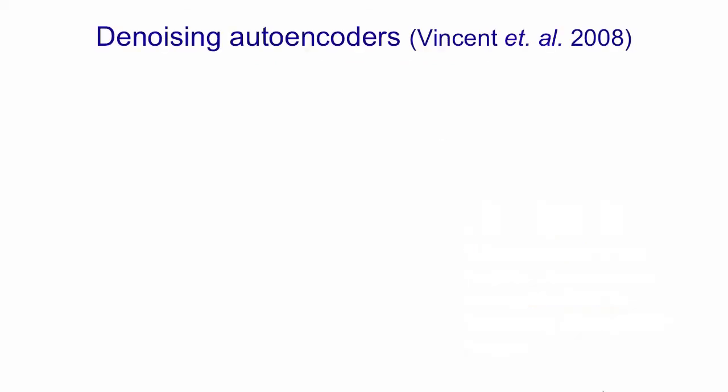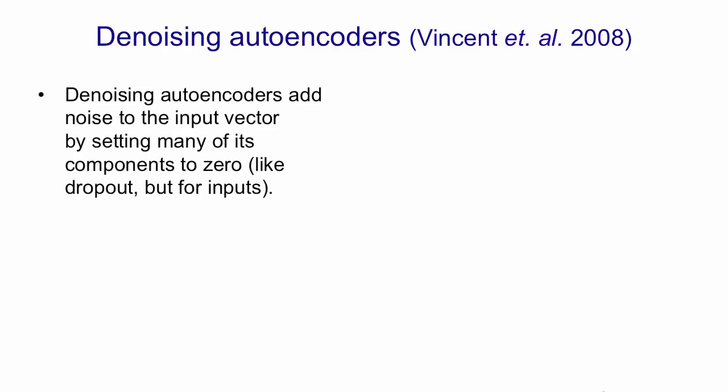However, there's a different kind of autoencoder that does work as well, and that's the denoising autoencoder that's been studied extensively by the group in Montreal. Denoising autoencoders work by adding noise to each input vector by setting many of the components to 0, but it's different components for different input vectors. This resembles dropout, but it's for the inputs rather than the hidden units.